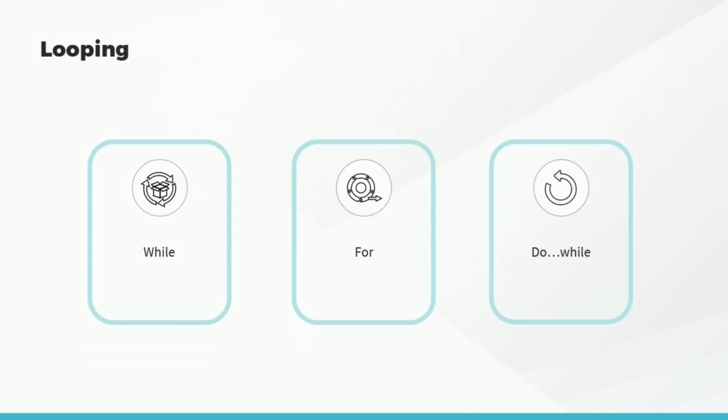A for loop specifies a particular starting value, then executes statements until a specified termination value is reached, and a do while loop is similar to a while loop, except that it will execute the statement first at least once, then examine the condition to determine if the task has been completed.